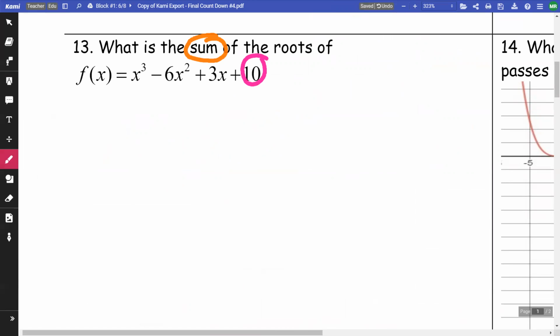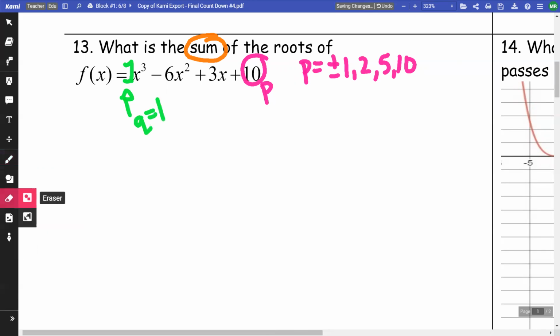So the number at the end is our P. And so all the factors of 10 would be my P's. Plus or minus 1, plus or minus 2, plus or minus 5, plus or minus 10. And all of the factors of the number in front, which happens to be a 1, would be my Q. So my Q would be 1. But since Q is just 1, when I do P over Q and I put all these over 1, I still get the same values.